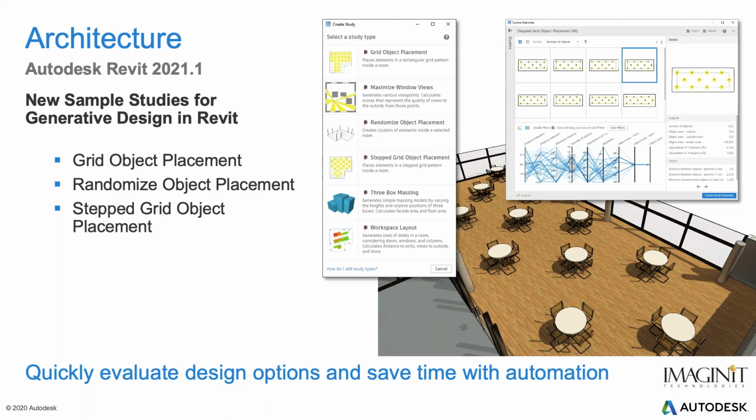In this study, you can configure a few different variables and their ranges, such as distances between objects in the X and Y directions, and the minimum distances from objects to walls. You can then specify design goals, such as the minimum or maximum number of elements to be placed.